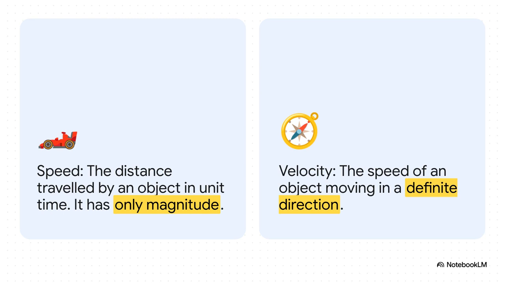Speed is easy. It's just a number on your speedometer, how fast you're going. But velocity? Velocity is speed with a direction. It tells the whole story. So just like with the running track, you could be driving around town at high speeds, but if you end up back in your driveway, your average velocity for the whole trip is zero.